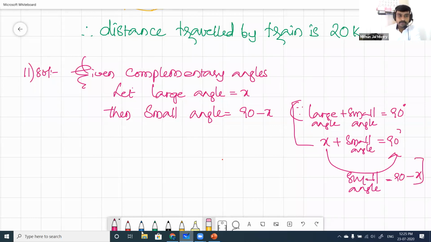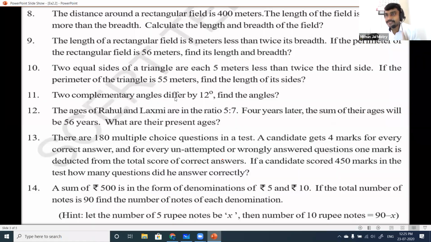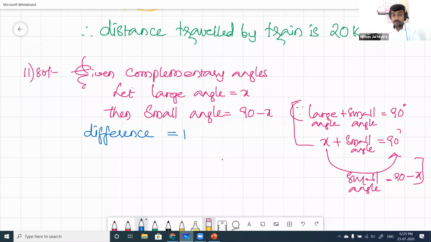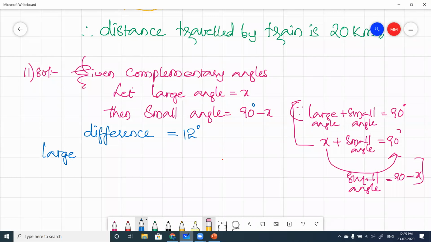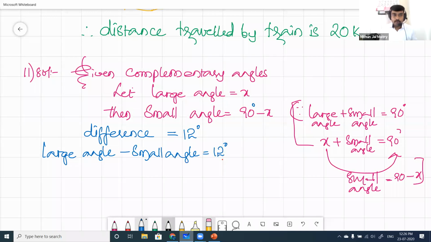Next, one more thing is given. What is that? The difference. Let me take back to the question. Two complementary angles differ by 12. So here I will be writing difference is equal to 12. Now, what do you mean by difference? Difference means larger angle minus smaller angle. So let me write that. Large angle minus small angle is equal to 12.